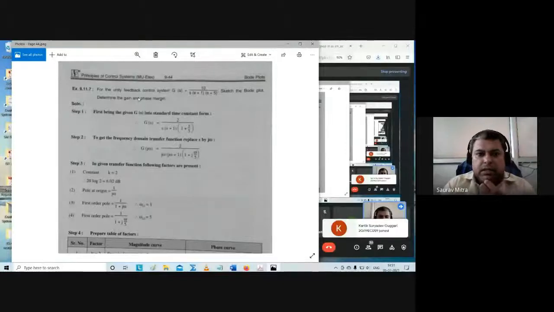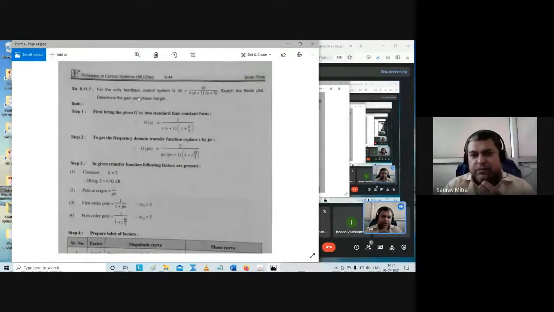Okay, so this numerical is nothing different than what we have solved, but there are some differences. This is a very important numerical because so far in all the numericals, the steps and how to draw it and all other things we know. In this case, you will find that first we have to convert it into time constant form.